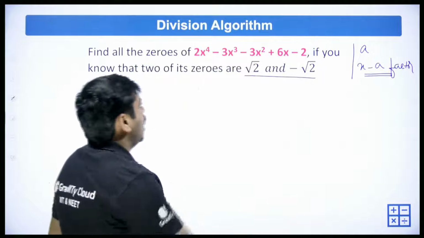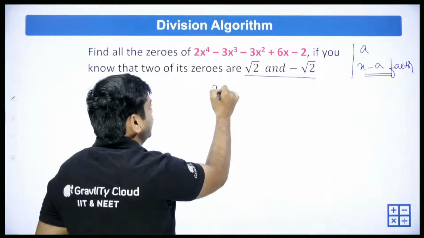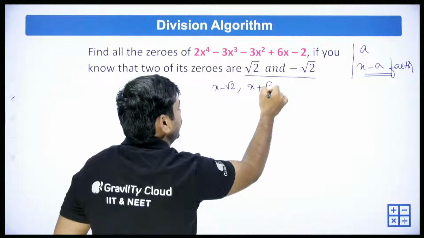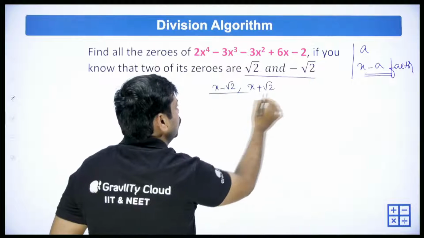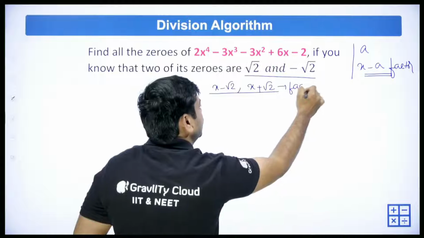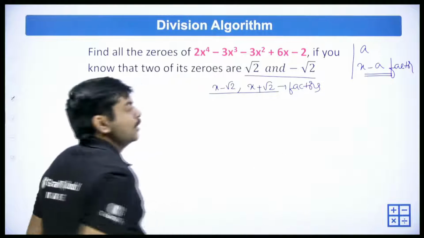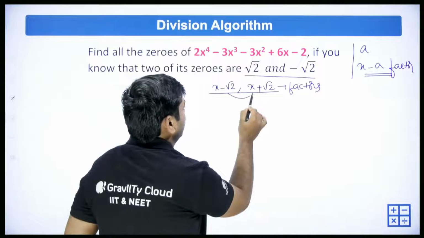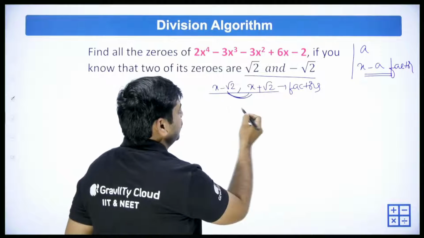In the same way, as root 2 is a zero, x minus root 2 is a factor, and minus root 2 is a zero, so x plus root 2 is a factor. These two are the factors, correct? So, what is the product of these two factors?